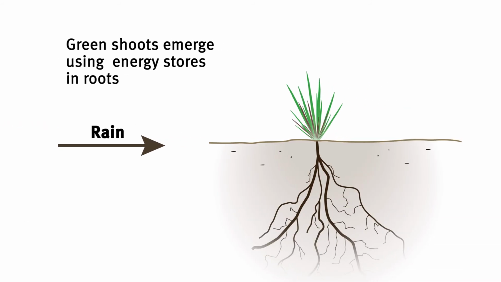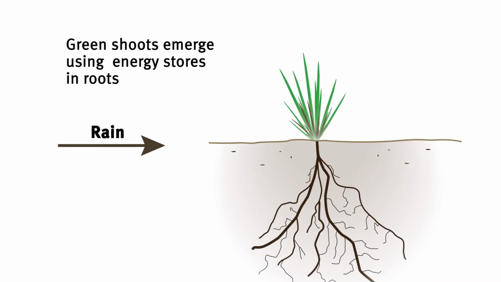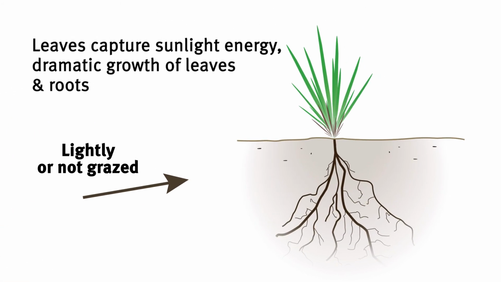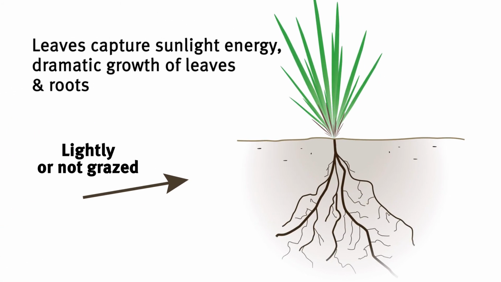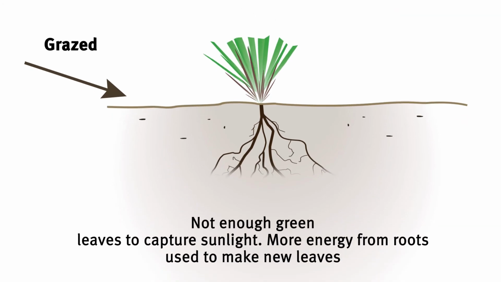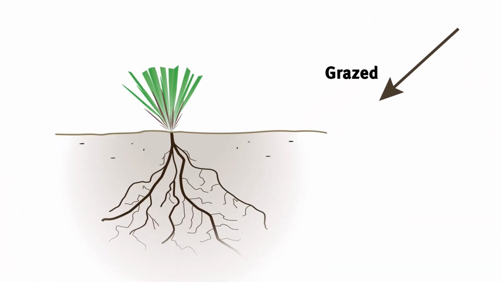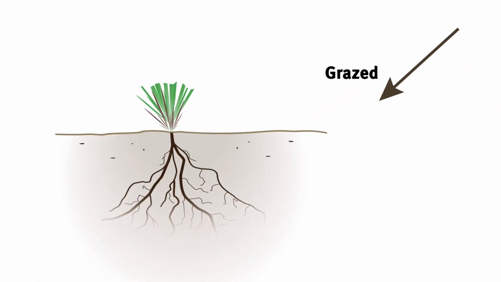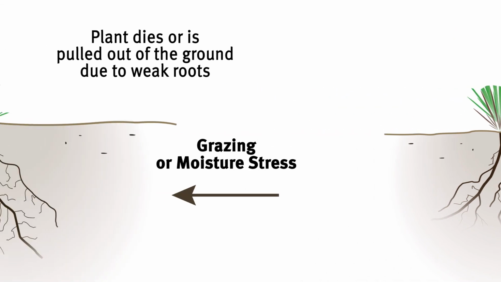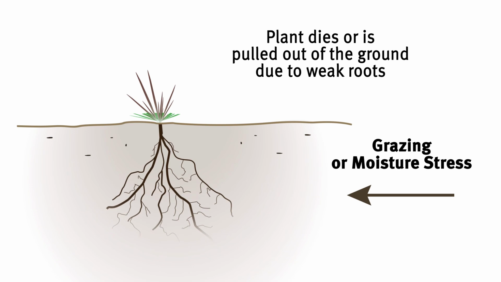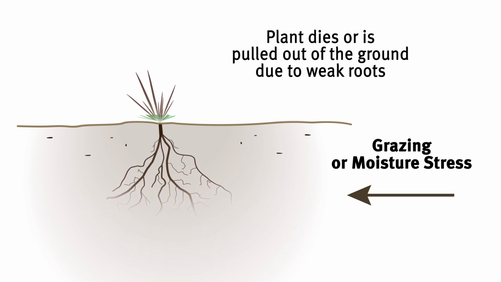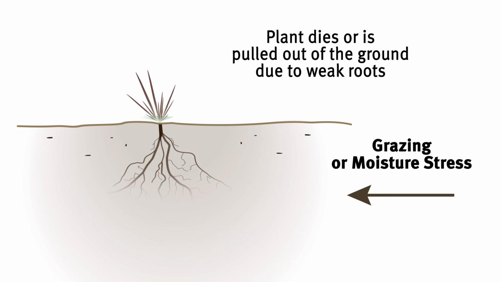Green leaves capture sunlight energy and turn this into chemical energy via the process of photosynthesis. This energy is used to grow more leaves, stems, and roots. When there isn't enough green leaf to meet all the energy needs of the plant, it draws on energy that has been stored in the roots until there is enough green leaf to take over. If the plant has to keep drawing on root reserves, the roots shrink and the plant can be easily pulled out of the ground or die.